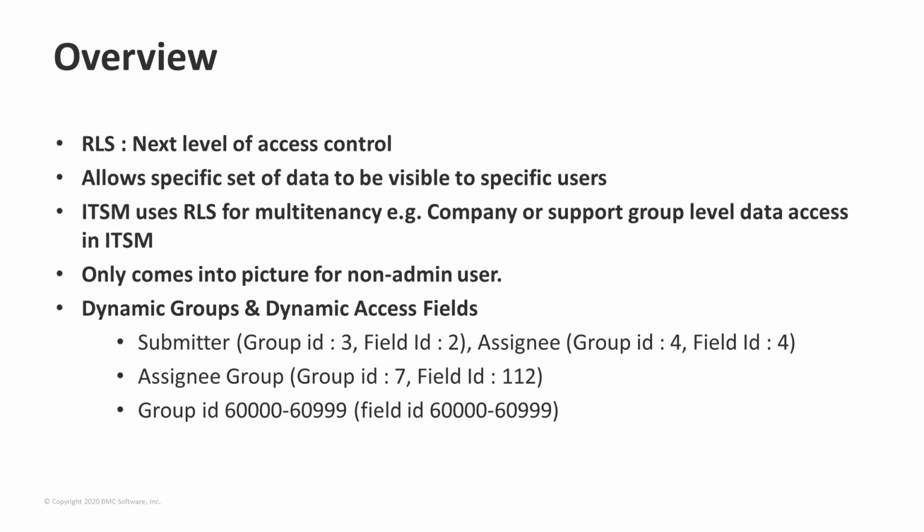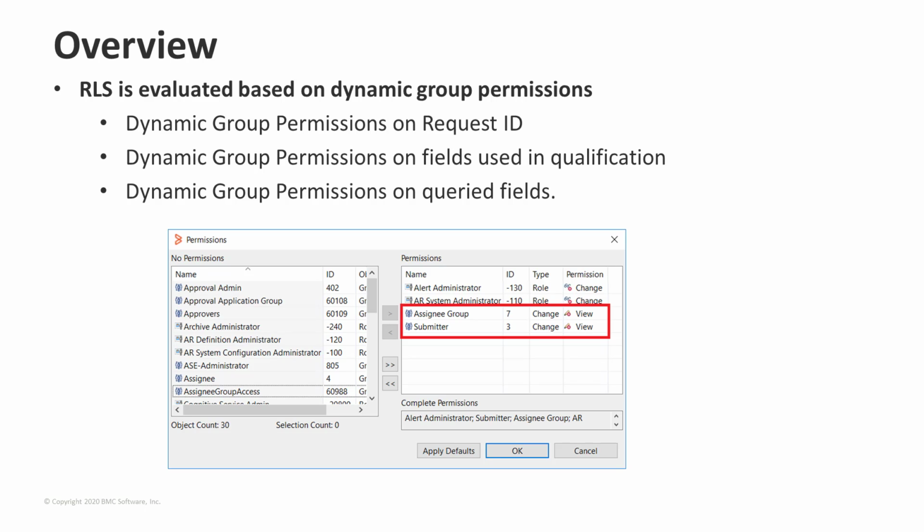Different dynamic groups and their associated fields are shown on the screen. Submitter, assignee, assignee group are some of the dynamic groups and dynamic access fields. Also, there is a range of group IDs 60,000 to 60999 using which you can define your own dynamic group. The corresponding dynamic access field is also defined using the same field ID range. Let's understand the dynamic group concept using an example. If an entry with request ID 1 has submitter field value as Alan, then Alan becomes part of the submitter group for entry ID 1.